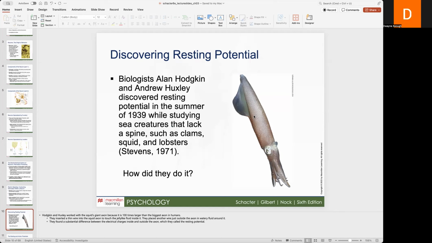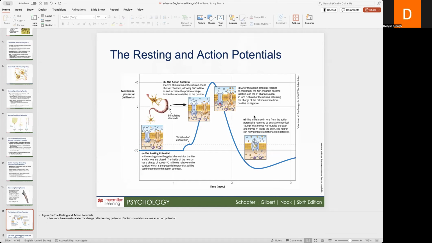Now, at rest, how do we know the resting potential is negative? Biologists Alan Hodgkin and Andrew Huxley discovered this resting potential in the summer of 1939 while studying sea creatures that lack spines, such as clams, squids, and even lobsters. The reason that we could do this with squids is because the axons in the squid's body are 100 times larger than the biggest axons in humans, which makes it a lot easier to study, to see, and to test. If you insert a thin wire into the squid axon, you'll notice that inside and outside of the cell, they have charges. And the difference between them, that resting potential, is minus 70 millivolts, which is probably easier to see here.